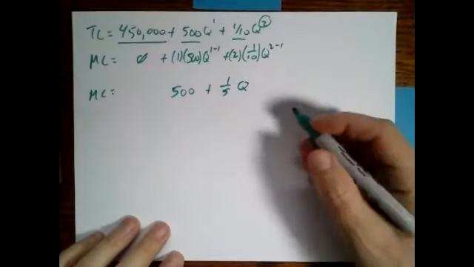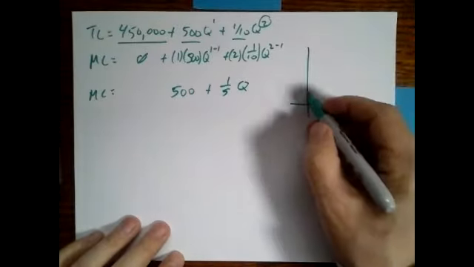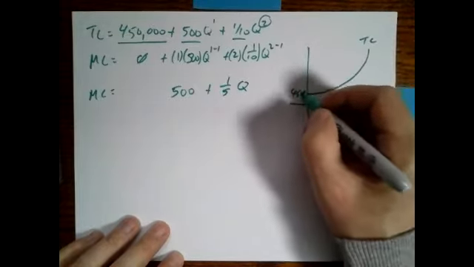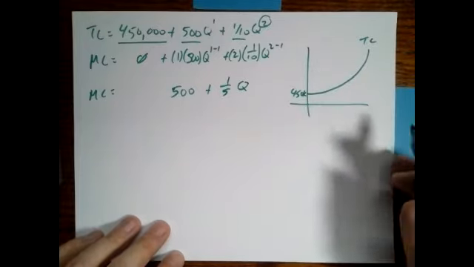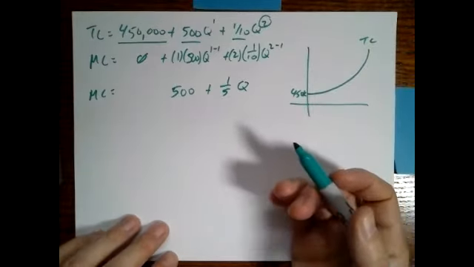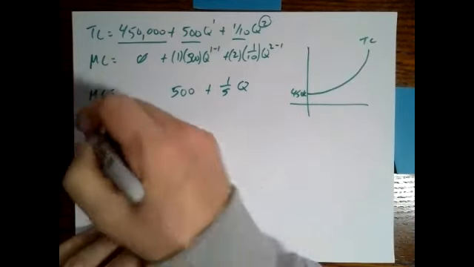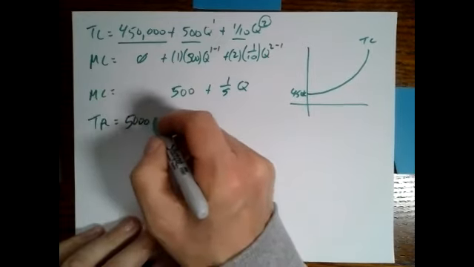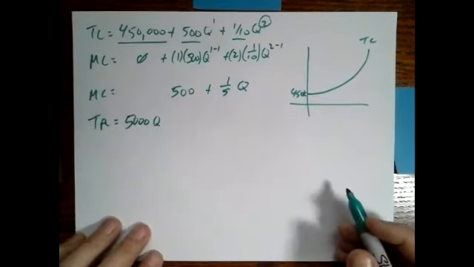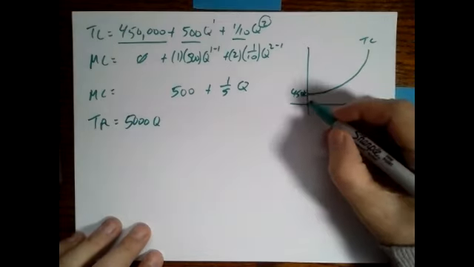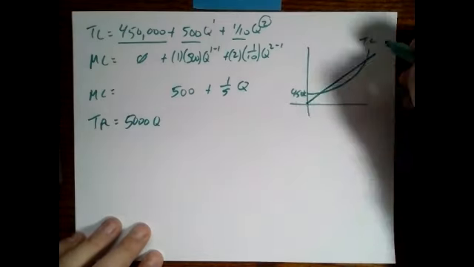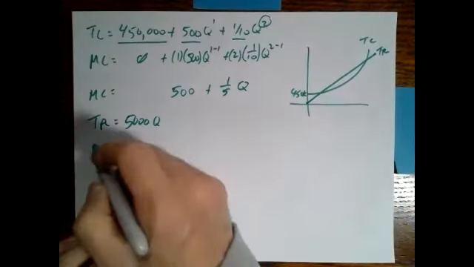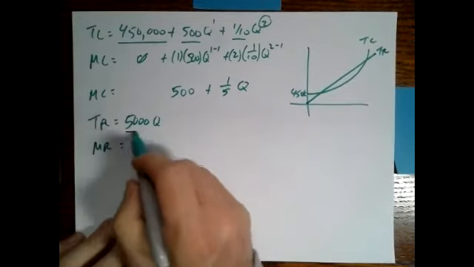Now remember what we're looking for. This is going to be our total cost curve starting at 450K and going up. And now we need to know what the revenue function is. Let's assume this is fee for service too, and it's going to be $5,000 per unit. So the total revenue is going to be 5,000 Q, a pretty steep line. It starts at 0 because if you do nothing, you get nothing. And the marginal revenue is just going to be 5,000.